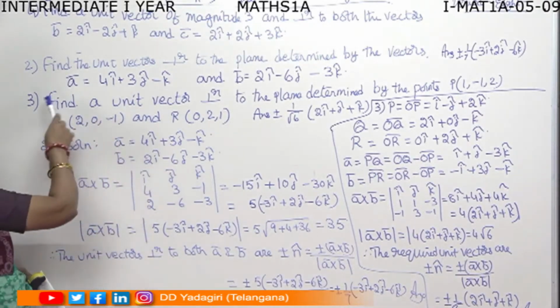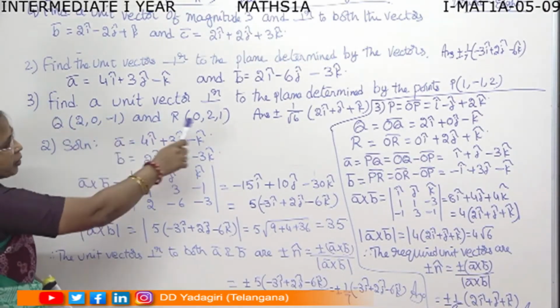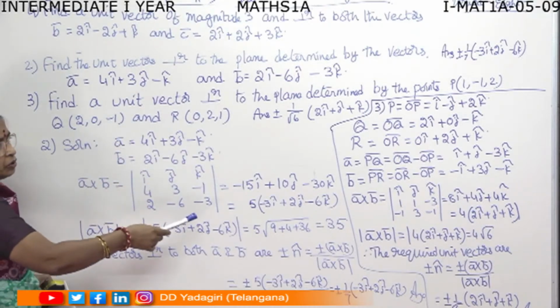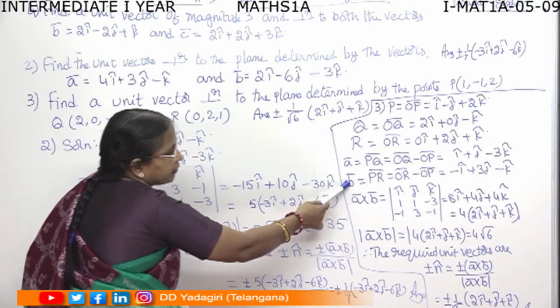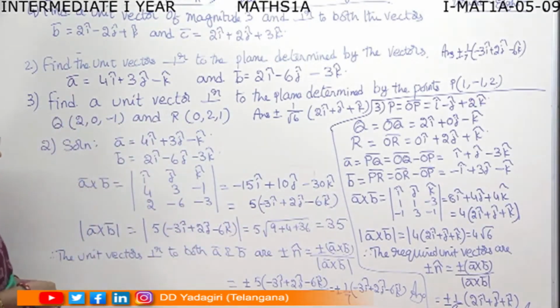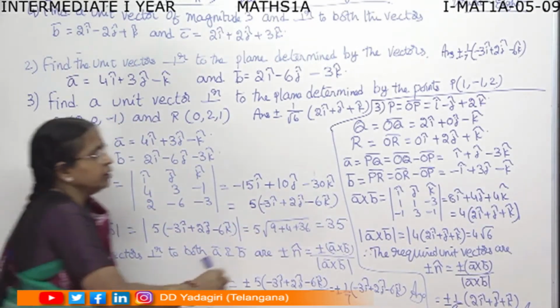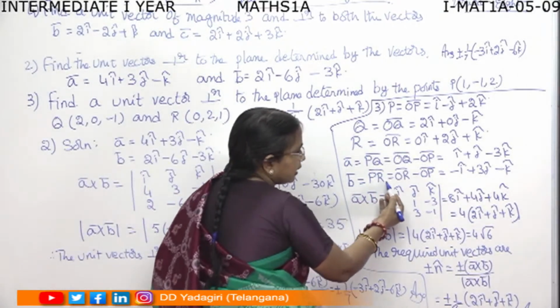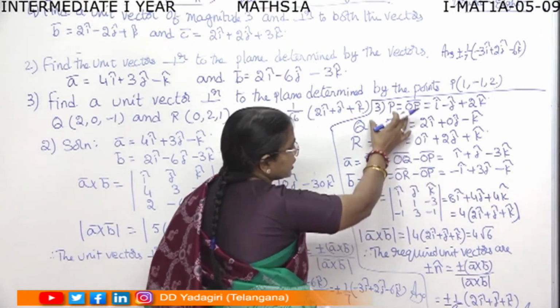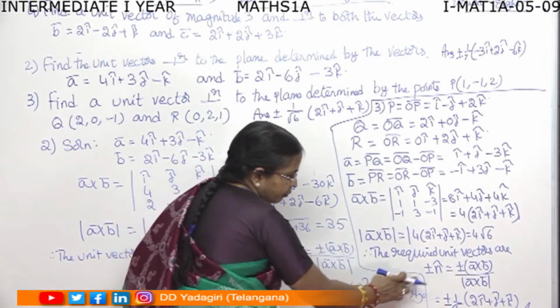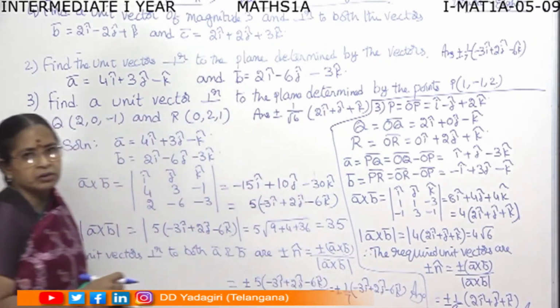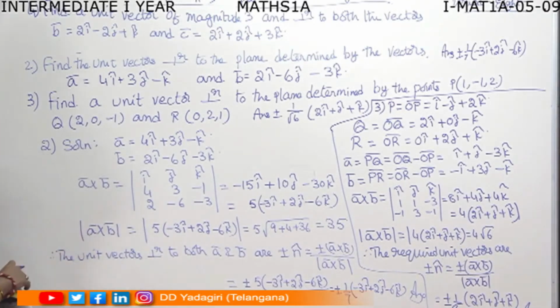Okay. Now in this third problem you are given the points P, Q, R. So you take the points P, Q, R as OP, OQ, OR. Then find the A, B vectors. A is PQ, that is OQ minus OP. B is PR, that is OR minus OP. You convert these 3 points into two vectors like this. Then take the cross product. Then write the formula. Then substitute. So that is how we do these two problems.